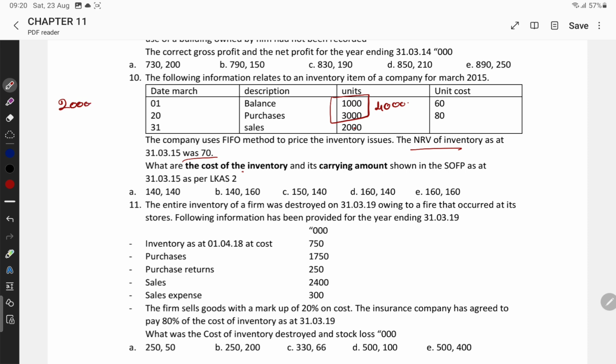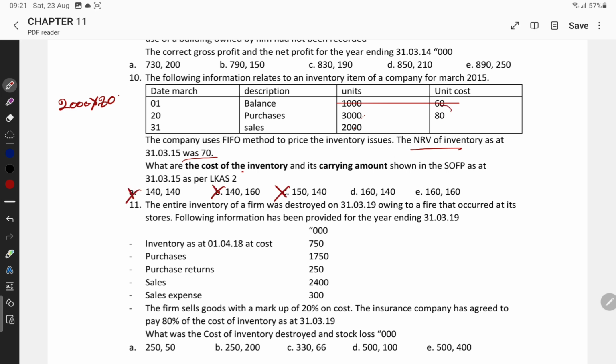First in first out method, what comes in first is going to go out first. So this lot is gone. Out of this 3,000, 1,000 units of inventory will be gone. So which means the 2,000 is remaining from this lot. So 2,000 at the cost of 80, it will be 160. Okay, so A is gone, B is gone, C is gone.